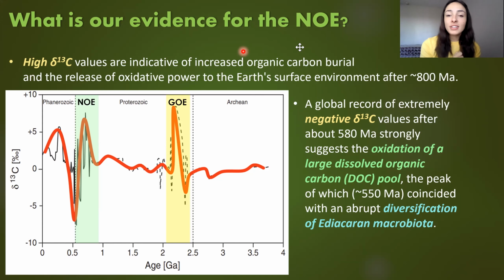And so in the case of the GEO and the NOE, we see these positive spikes in carbon isotopes during those times. But after the NOE, we can also see a huge negative spike. And this negative spike, opposite to the positive spike, indicates a period at around 580 million years ago of oxidation of a large pool of dissolved organic carbon, at the peak of which coincides with the diversification of Ediacaran fauna. So this is a huge indication that those animals that were evolving, the Ediacaran fauna, used aerobic respiration to oxidize that organic carbon material. But let's take a closer look at this negative spike of carbon isotopes.